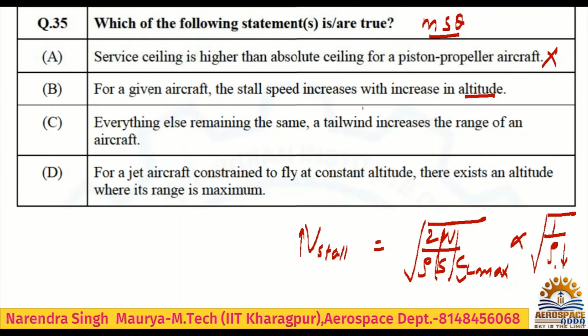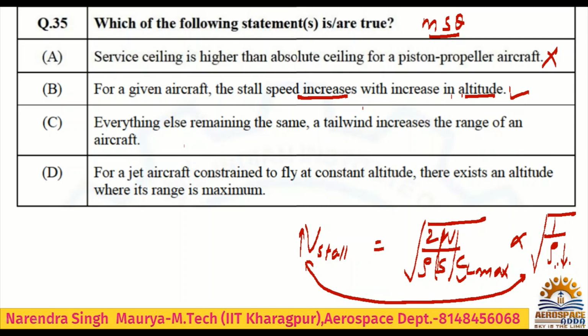What is given here? For a given aircraft, the stall speed increases with an increase in altitude. This is the correct statement, because if you are increasing altitude, the density will be decreasing. If the density is decreasing, this value will be increasing. Yes or no? You can relate this. So option B is correct.